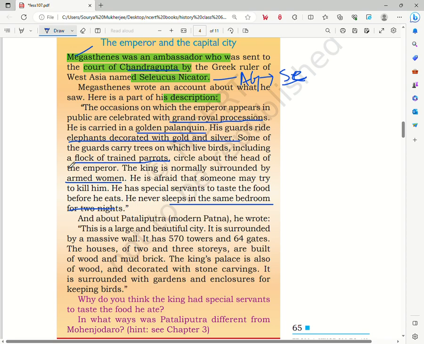And here is a special incident of a flock of trained parrots who used to circle around the emperor's head. It also says that the emperor was quite afraid that someone might kill him, so he used to have a person who tasted the food before the emperor ate it, and he used to change his bedrooms quite often. All these were safety measures that the emperor followed, and they also show the grand royal image that the emperor left in the mind of the spectators, in this case Megasthenes.